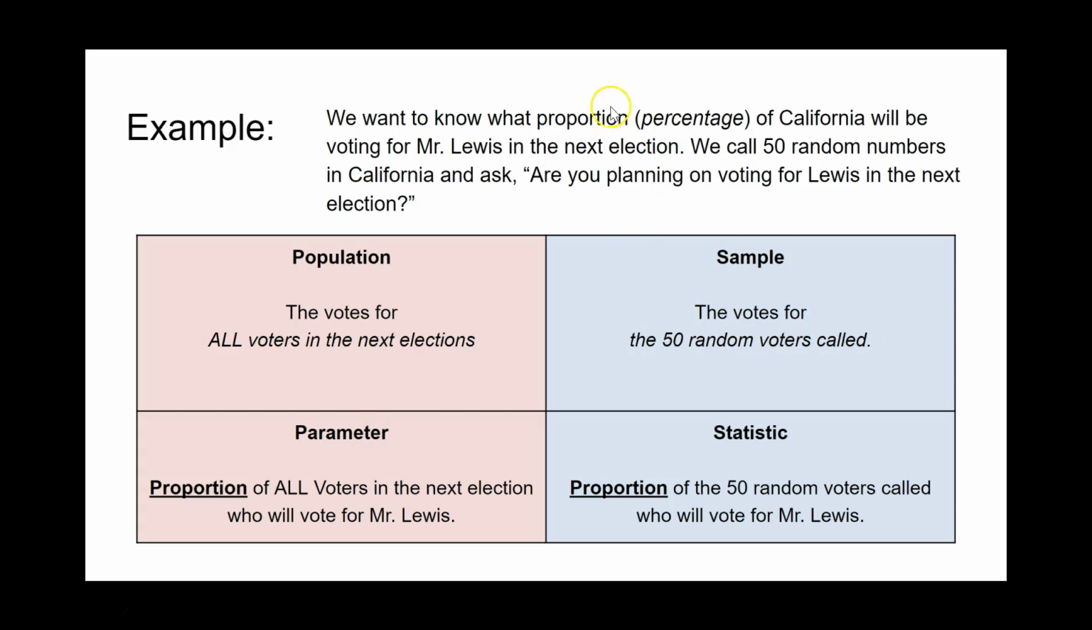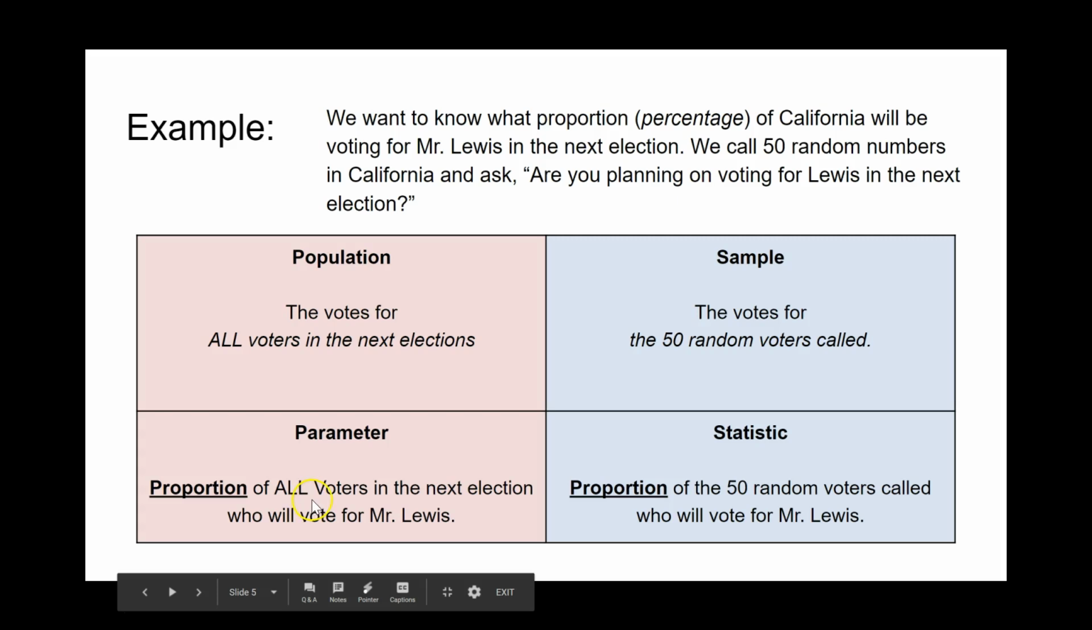The parameter was listed up here that we're interested in. We want to know what proportion or percentage of California are actually voting for Mr. Lewis. So that's the single number, the single value measurement that we're interested in. So here our proportion of all voters, since it's out of everyone who are voting for Mr. Lewis, that would be our parameter. Same thing for statistic, it's the proportion who will vote for Mr. Lewis, but out of who? It's out of only our sample, out of the 50 random voters that we called.